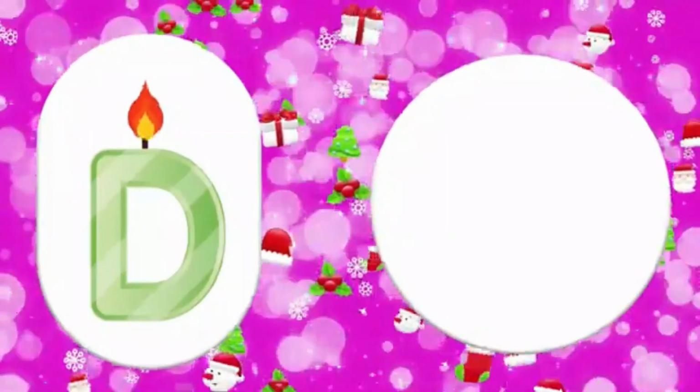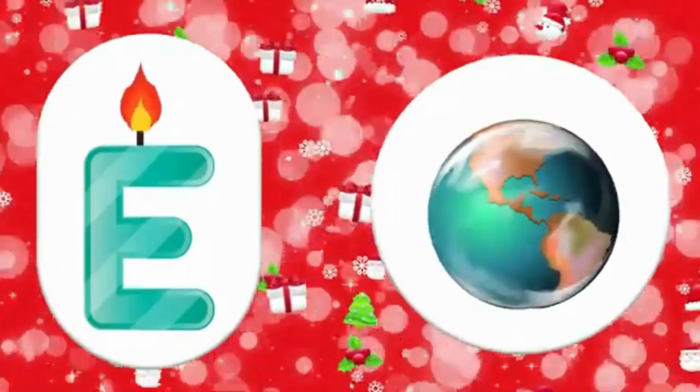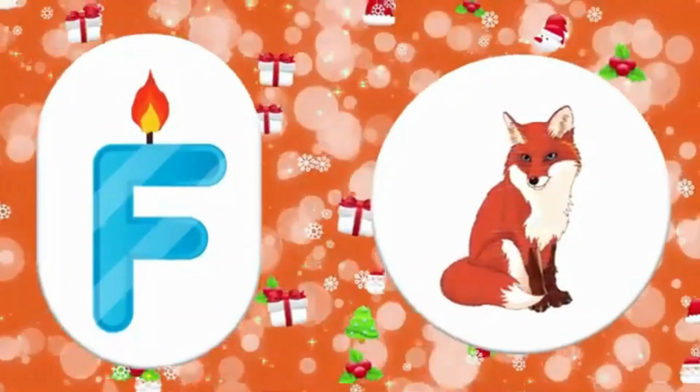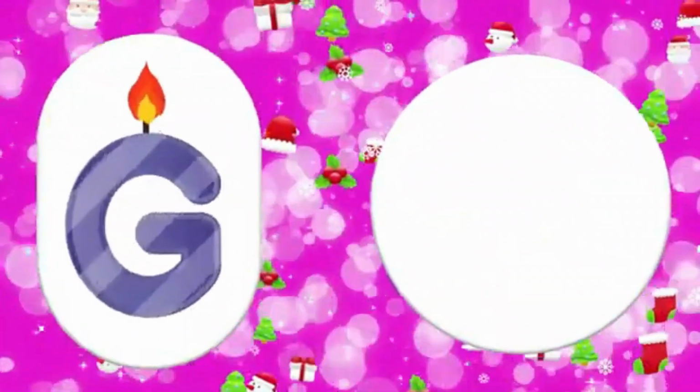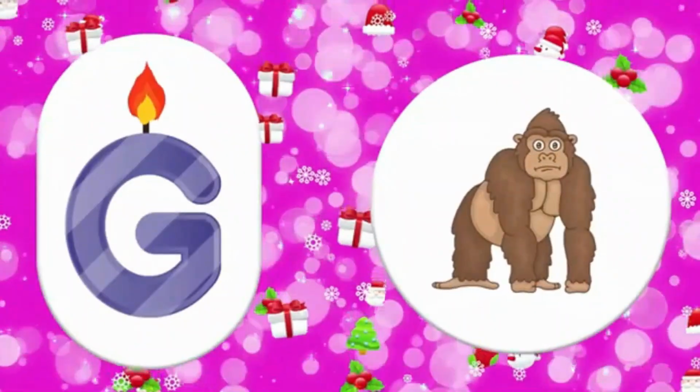Here comes the letter D. D. Donut. D for donut. Here comes the letter E. E. Earth. E for earth. Here comes the letter F. F. Fox. F for fox. Here comes the letter G. G. Gorilla. G for gorilla.